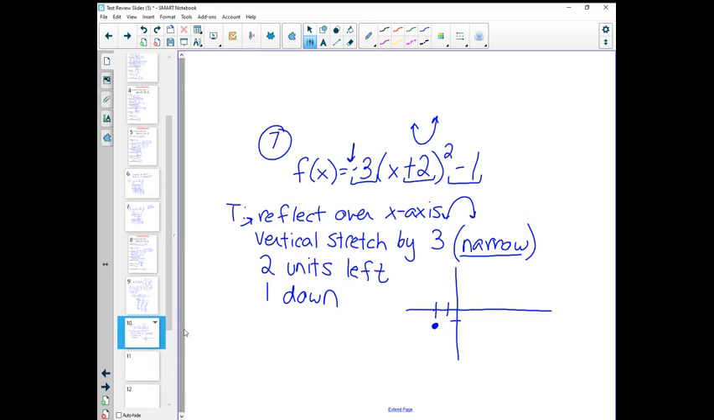Okay, we already said that it is reflected, which makes the graph go down, and narrow because it was a vertical stretch by 3. So that's a sketch of what your graph is going to look like with all those changes.